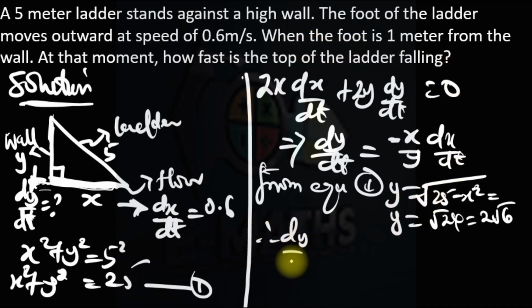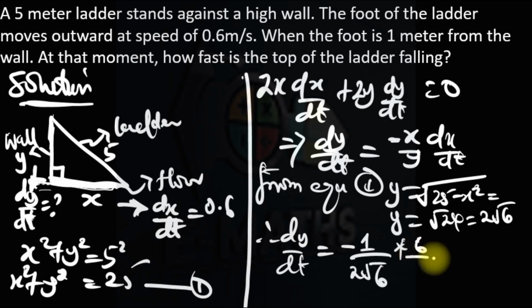Therefore, dy over dt is minus 1 over y, which is 2 root 6, times dx dt, which is 6 over 10. So our answer is root 6 over 20. That 6 is root 6 times root 6, so remaining root 6, over 2 times that. So remember the negative sign, so negative.